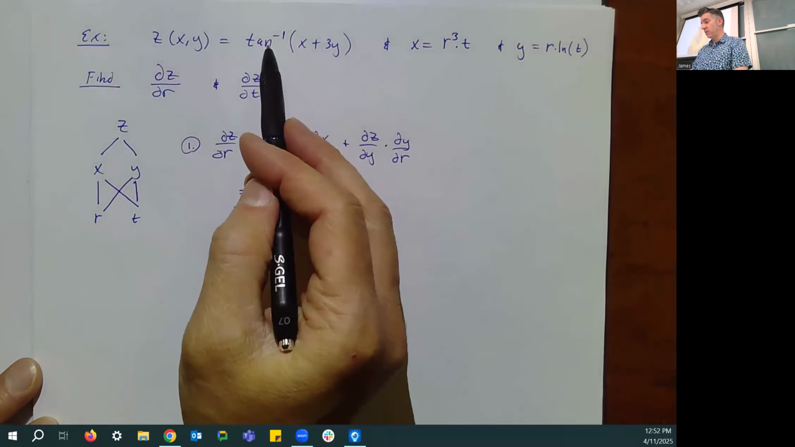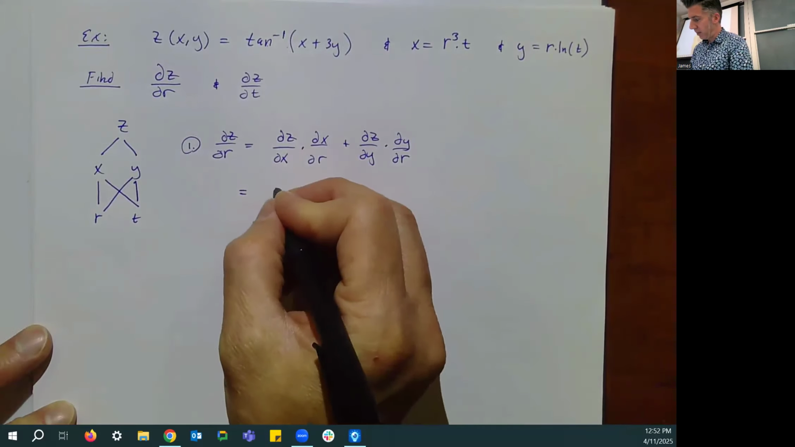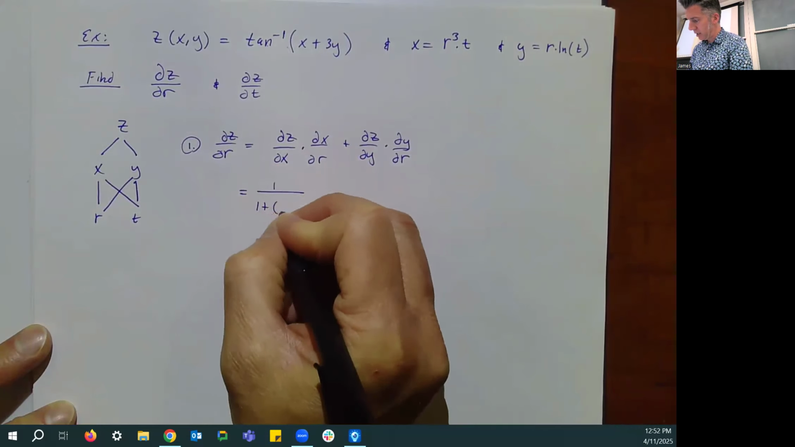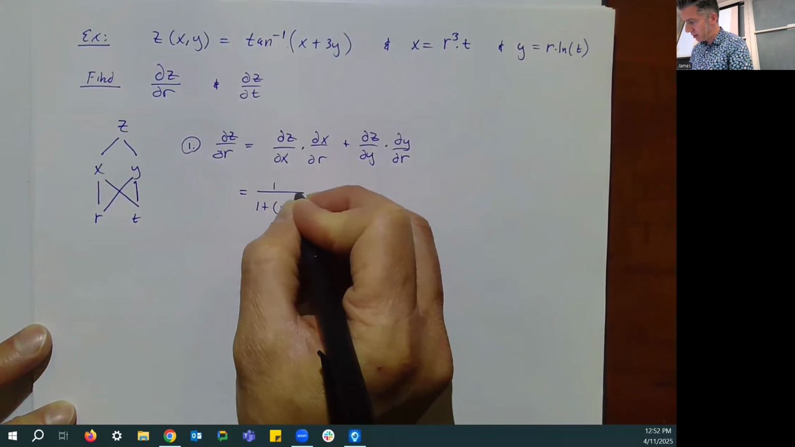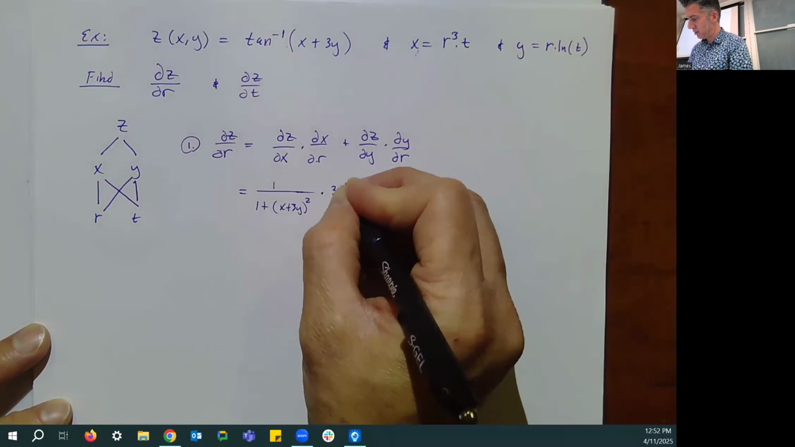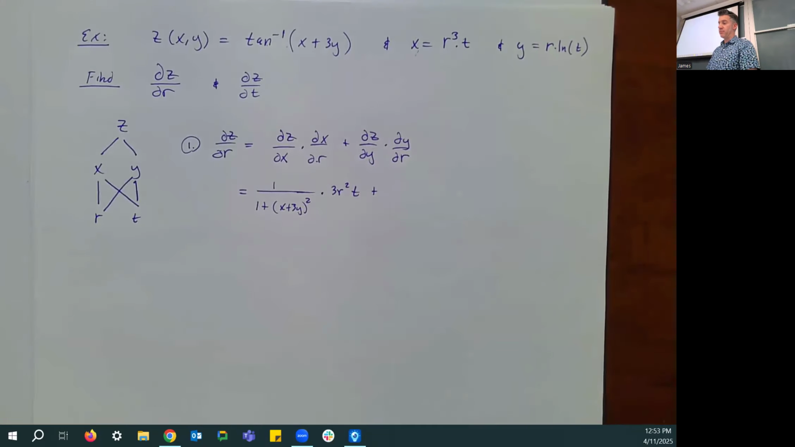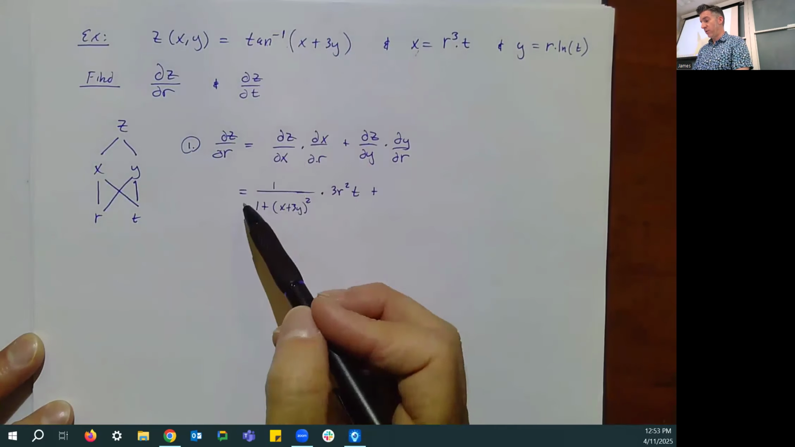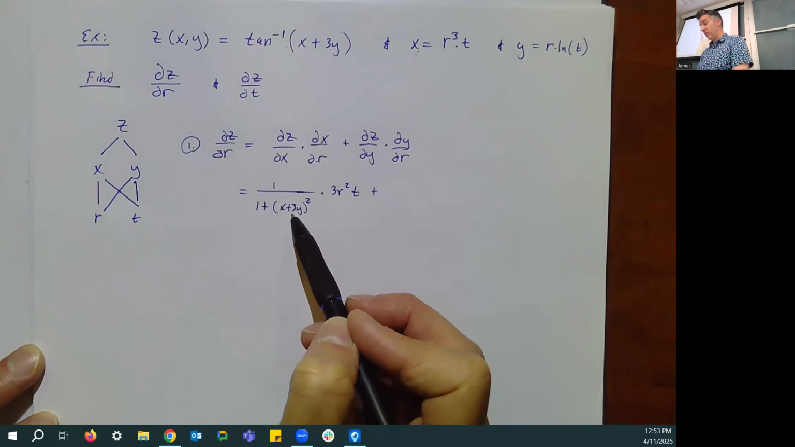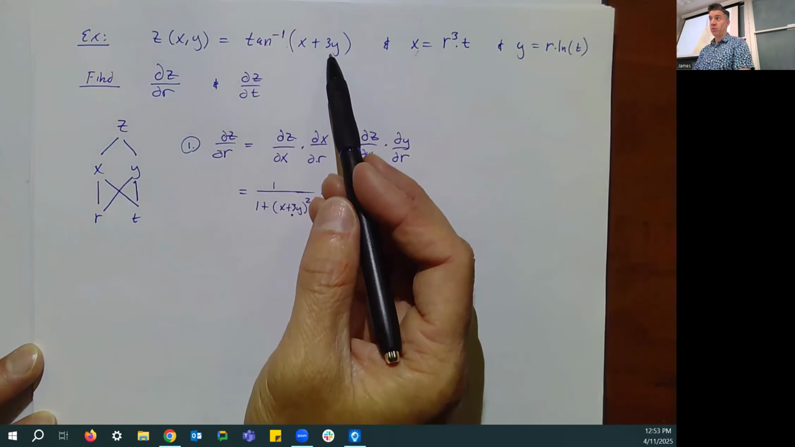So the derivative of the inverse tangent of some stuff, or the arctangent of some stuff, is 1 over 1 plus that stuff squared. So we're going to get 1 over 1 plus (x plus 3y) squared times del x del r, which is going to be 3r squared times t, plus del z del y. Oh, I forgot about the chain rule there, right? The derivative of inverse tangent of some stuff should be 1 over 1 plus my stuff squared. I got lucky because here the derivative of my stuff is just 1. Derivative of x is 1, derivative of 3y is 0 with respect to x.